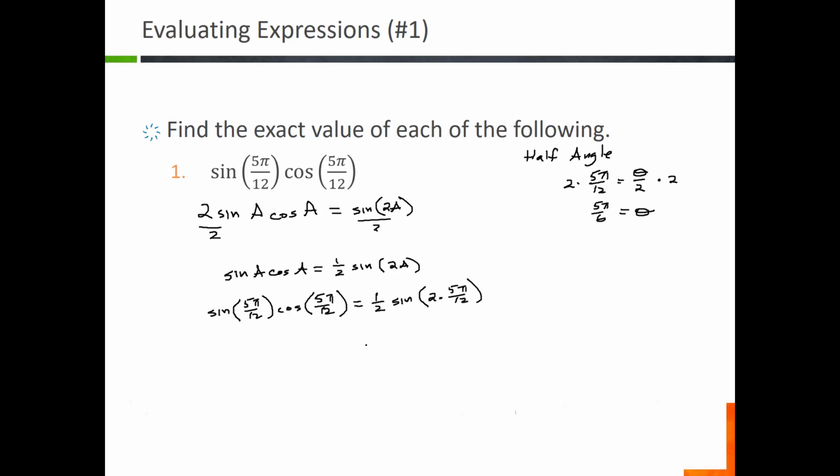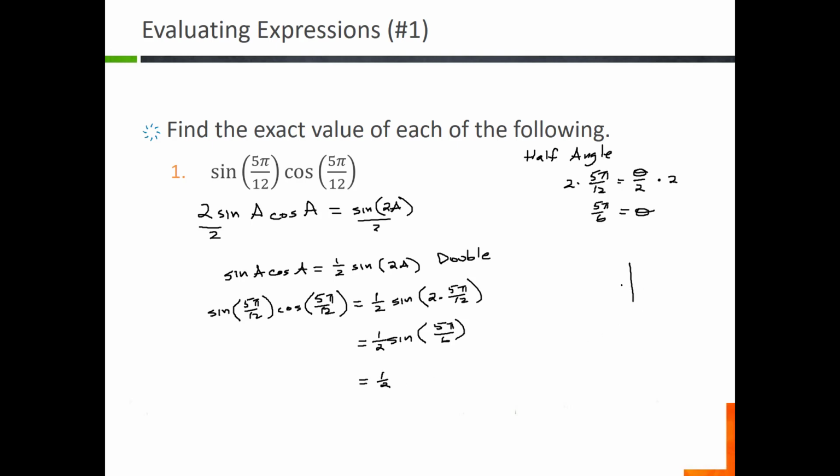Okay, this is looking a lot easier than it would be if we did the half angle. So this is actually the double angle. So it's looking like it's going to be a lot easier to do this computation because I don't have to deal with those square roots. So if we simplify this a little bit, we have 1/2 times the sine. So 2 times 5 pi over 12 is really 10 pi over 12, which reduces down to 5 pi over 6. So what's the sine of 5 pi over 6?